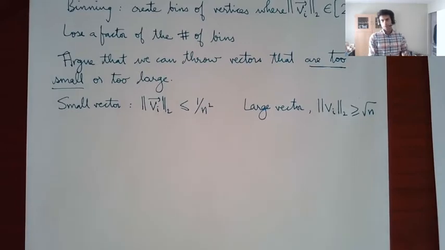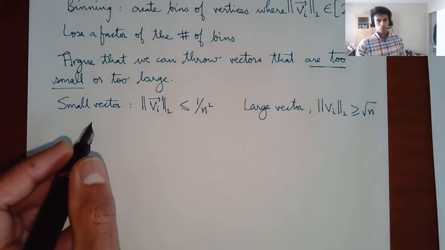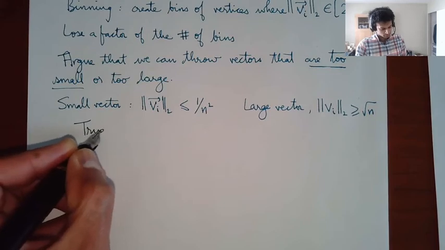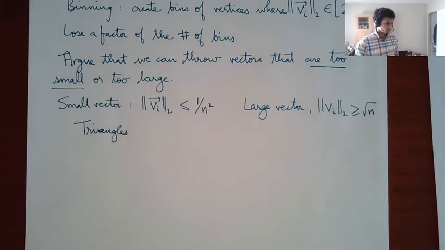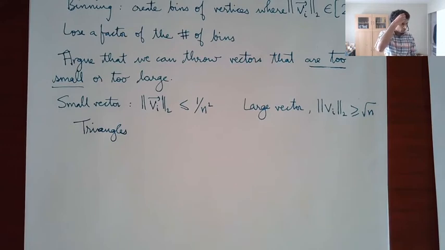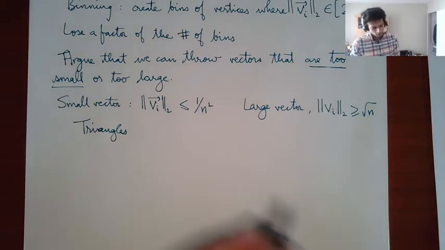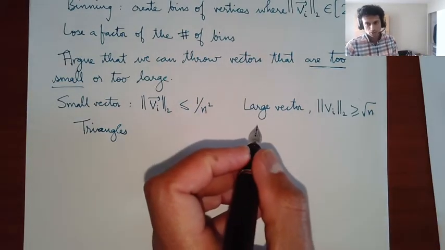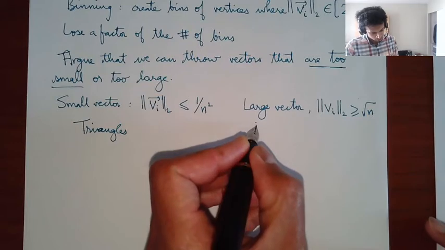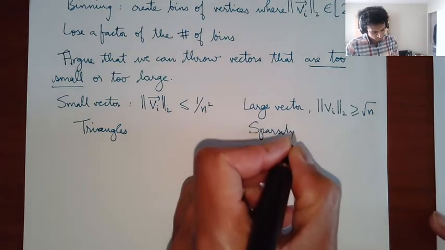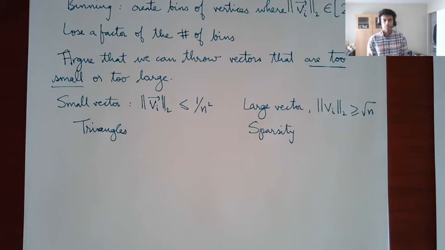So how do you throw away the small vectors? What you do here is you use the triangles. And for the large vectors, what we will do is we'll use the sparsity. So how are we going to use the sparsity? Actually, first we'll throw away the large vectors, then we'll throw away the small vectors. Okay.